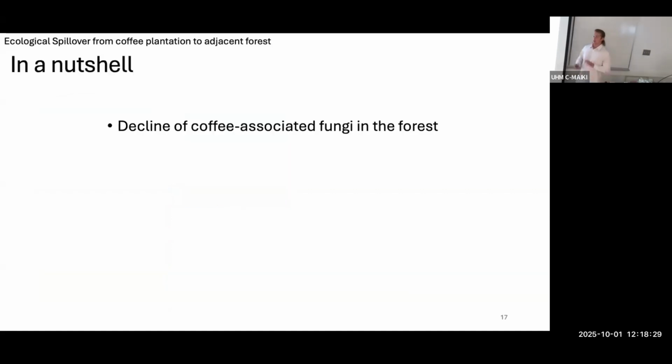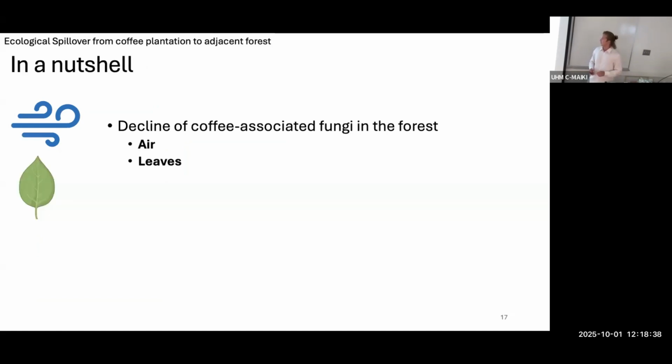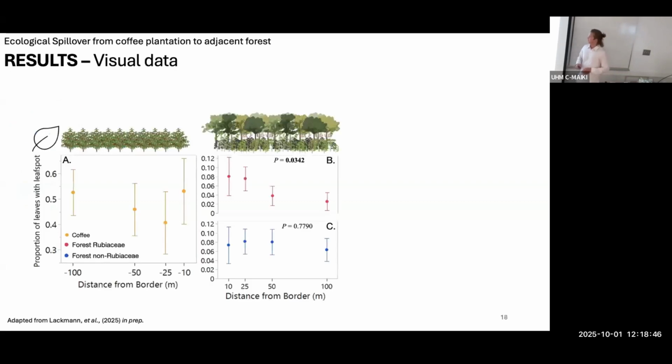Okay, so in a nutshell, giving you a lot of setup for some of the results here. We're looking for a decline of coffee-associated fungi in the forest, both in the air and on leaves, and any hallmark signal of relatedness that we might expect, given that these fungi need to find compatible hosts. And so let's begin with the visual data. It's the most intuitive.